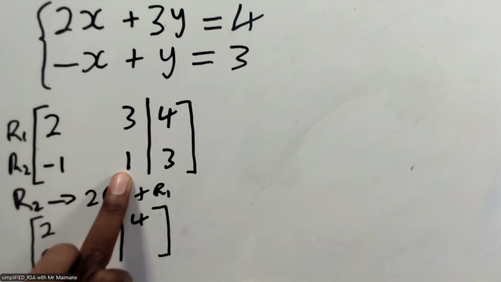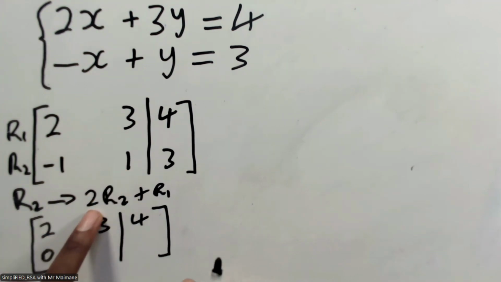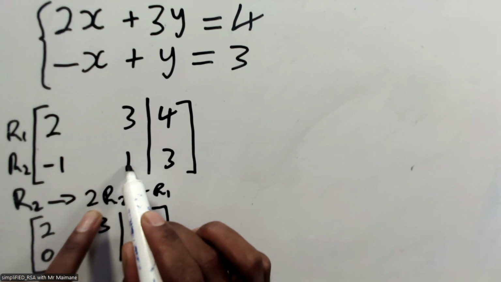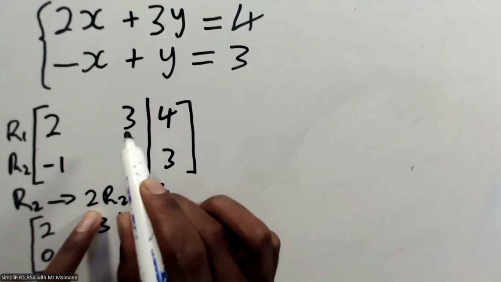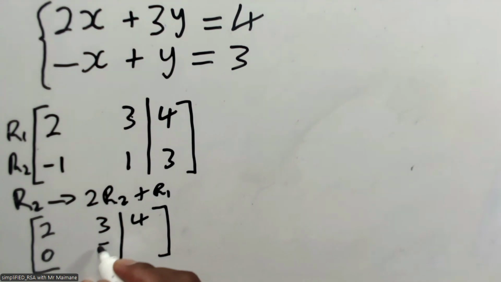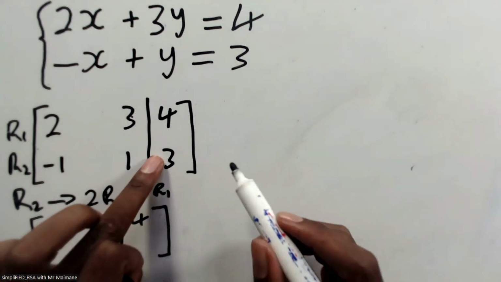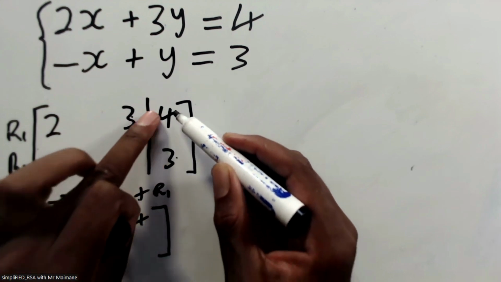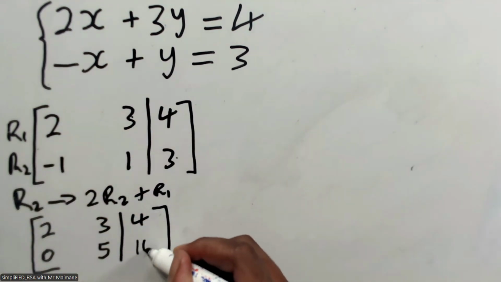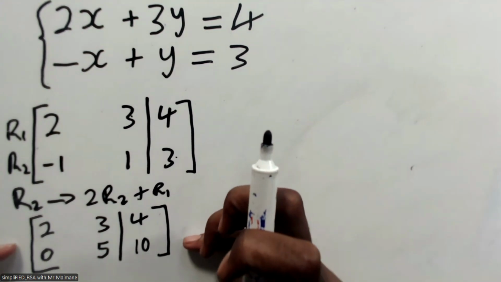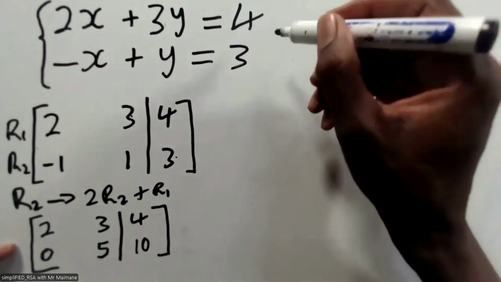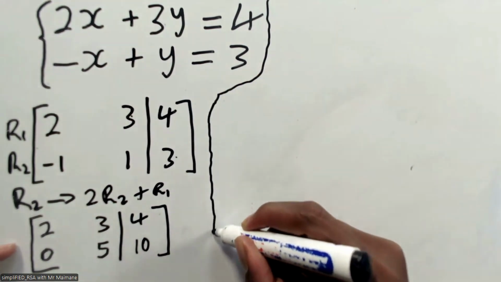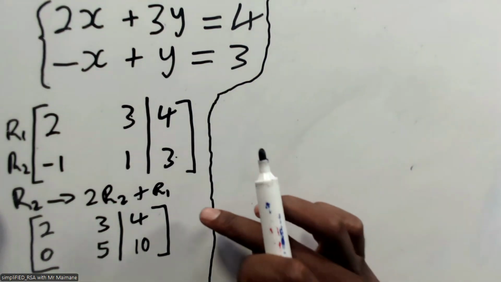Then I come to the second one. I'm still saying row 2, I'm multiplying it by 2 and then I add row 1. 1 times 2 is 2 plus 3 is going to give me 5. 3 times 2 is 6 plus 4, it's going to give me 10. So now these are my new changes. Let me just do this to create more space there. These are my new changes.